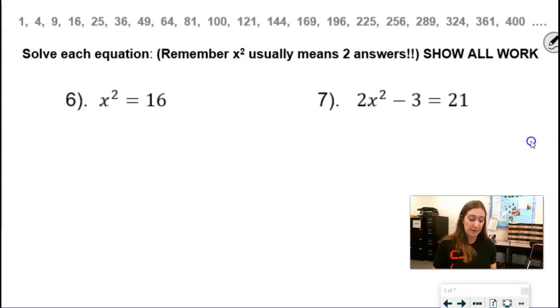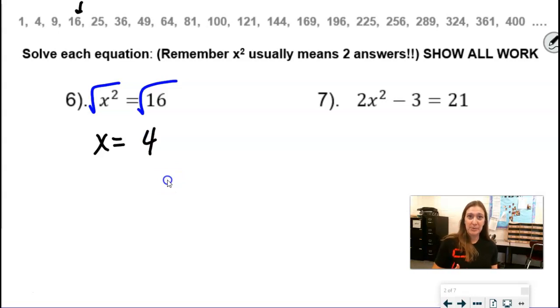In number 6, it's already isolated. So we're going to square root both sides of the equation, and we're going to get x equals, now the square root of 16 is wonderful because it's in our list, right? The square root of 16 is really a 4. And if this was your final answer, I'd say you're half right, which is really a bummer because you're missing half of the solutions. Positive 4 is a solution, but so is negative 4.